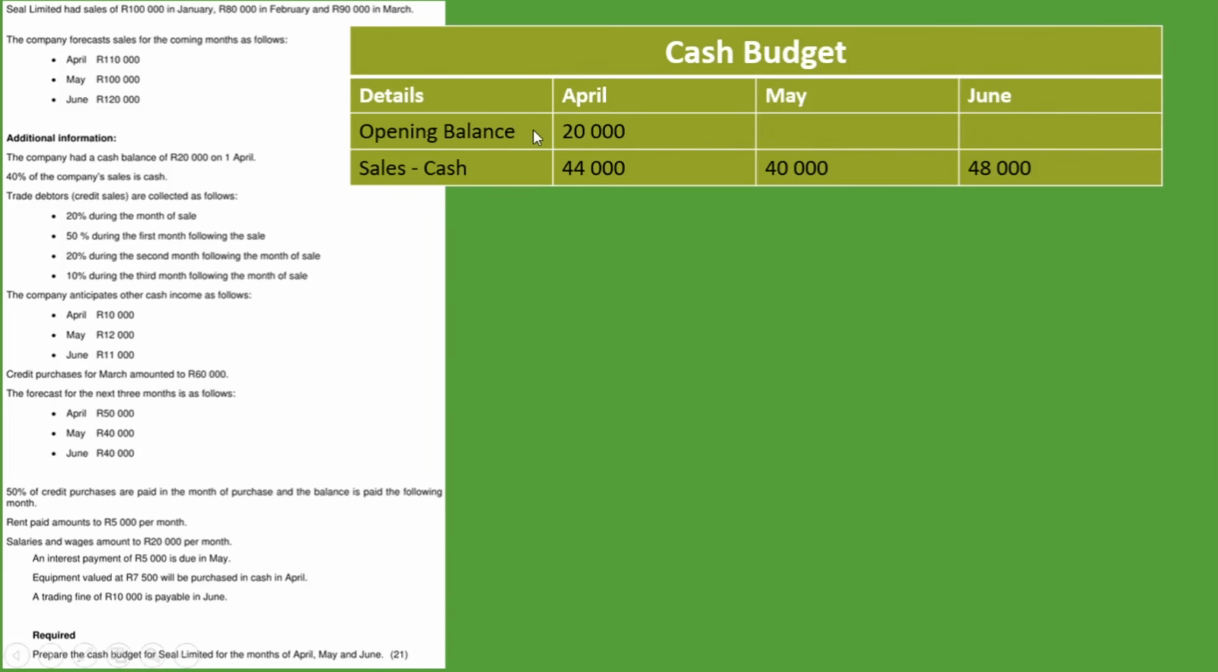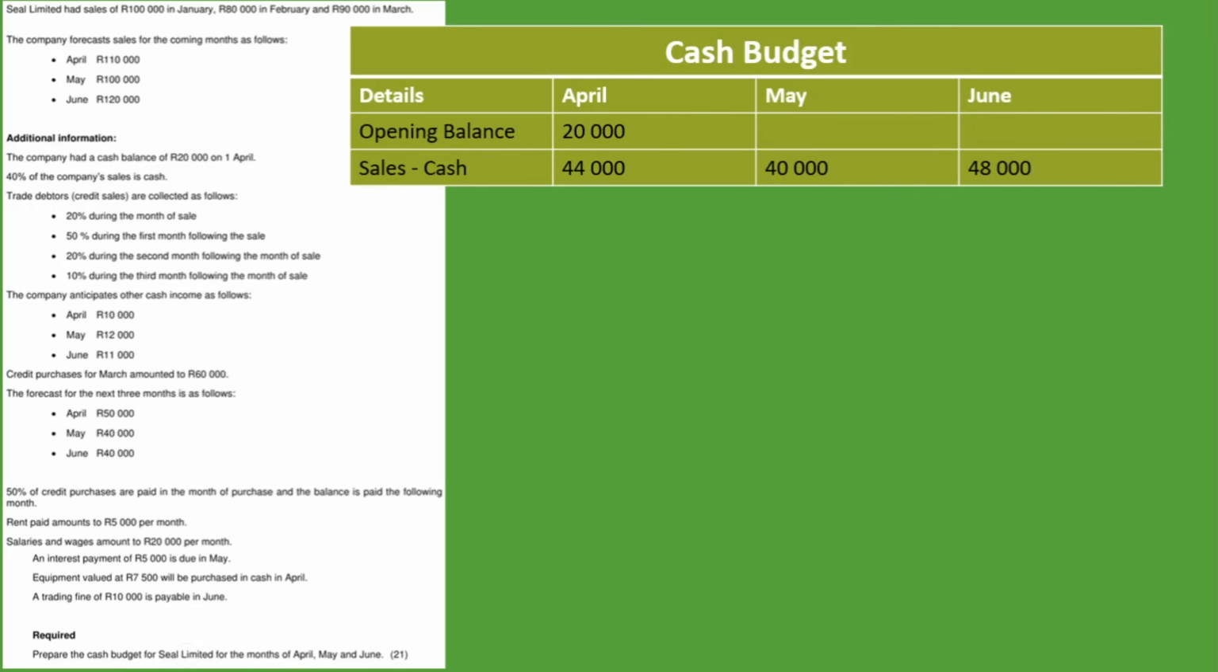And then we move on to the next one. Remember, if 40% was on cash, we know that 60% was on credit. Now we ask ourselves the question, when will that be paid? Whatever will be paid in the months in question, the months at which we are doing the cash budget, April, May, and June, we have to include that because that will be our cash inflow.